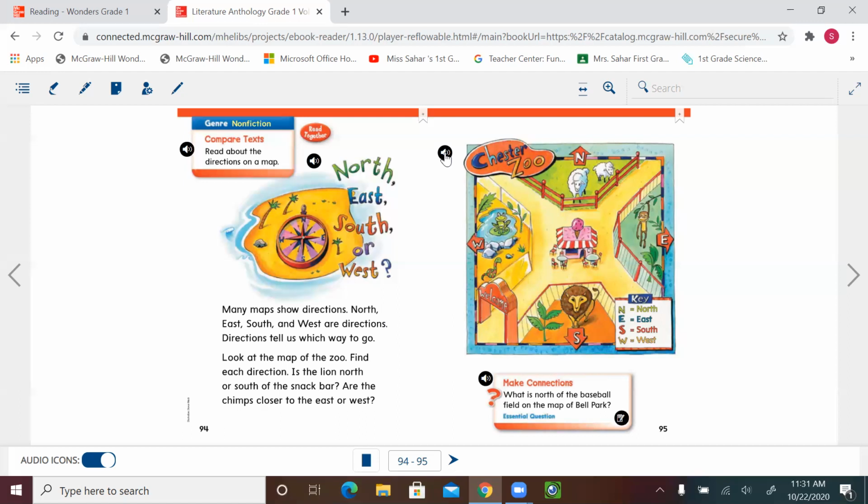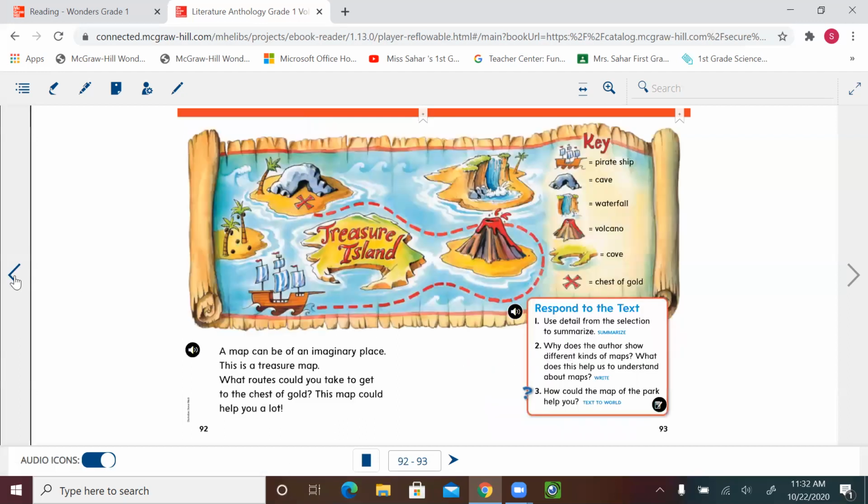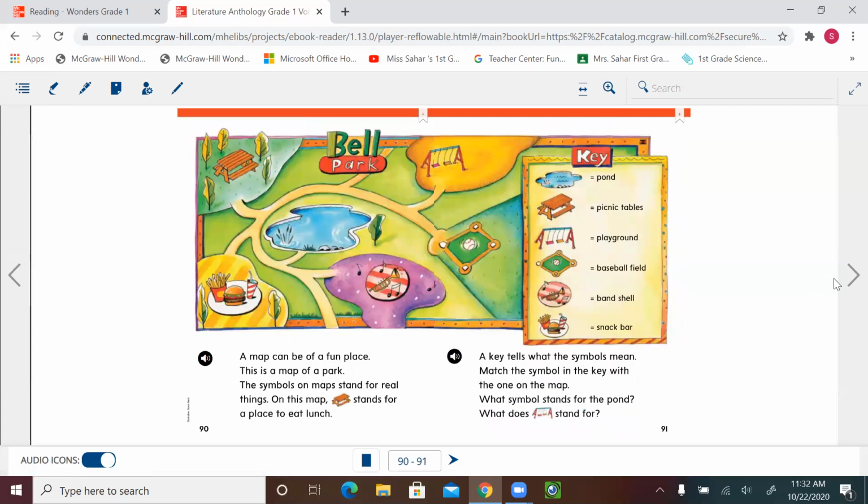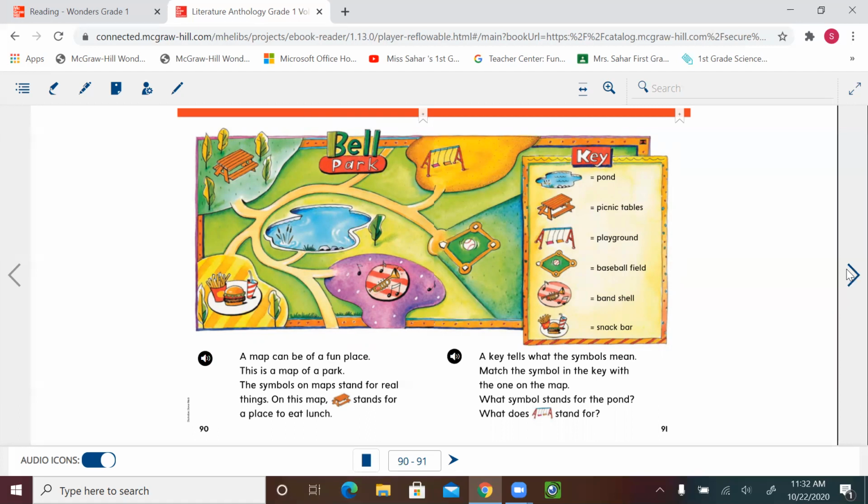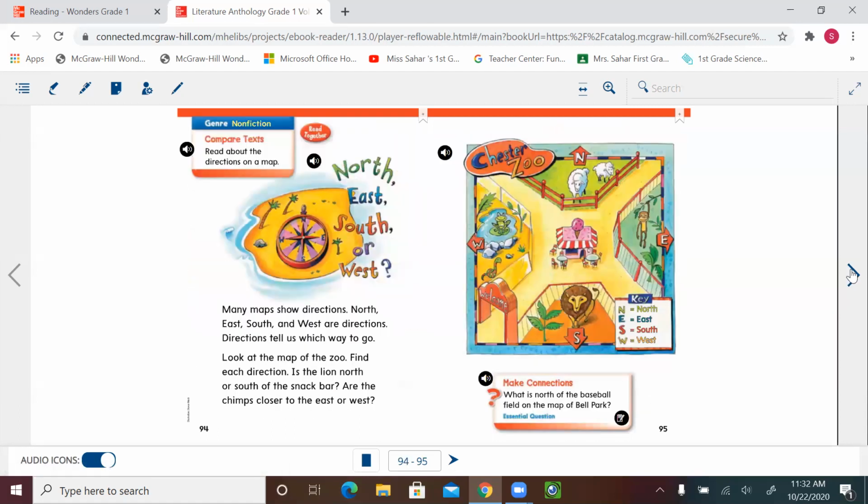All right, let's see this one. Which is the north of the baseball field on the map of Bell Park? So if you go to Bell Park, let's read the question one more time. It said, what is the north of the baseball field on this map? So I know north will be up. So what's the north? The playground. Very good. So they link two lessons together.